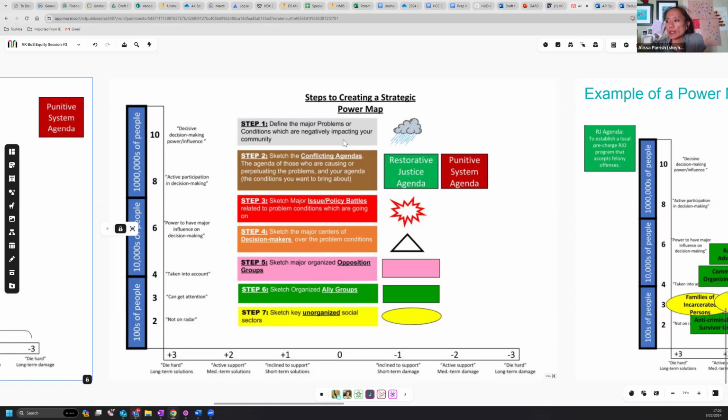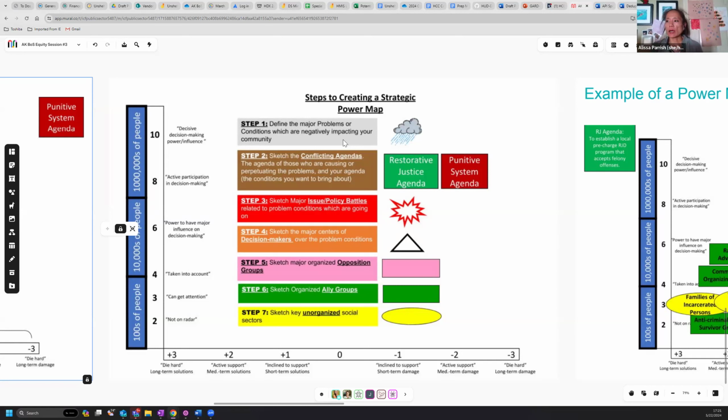So the first step is really to define the major problem or conditions that are negatively impacting your community. In the example that we're going to walk through today, we're going to leverage funding decisions being made, because we've heard that come up in the last couple of meetings that we've had with you. But I'm sure there are other major problems or conditions that impact your homeless response system, impact your ability to really have an effective homeless response system. So that's kind of what we're thinking about.